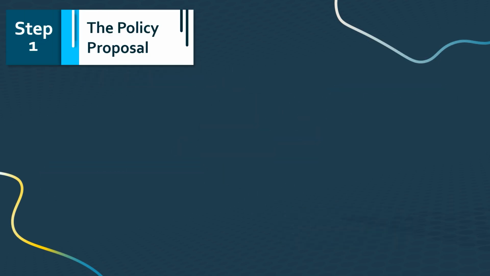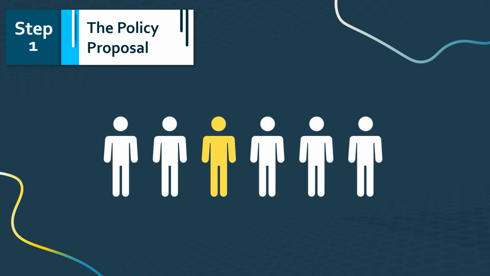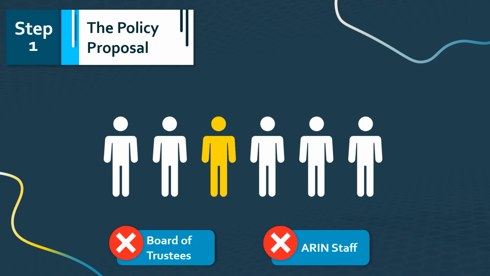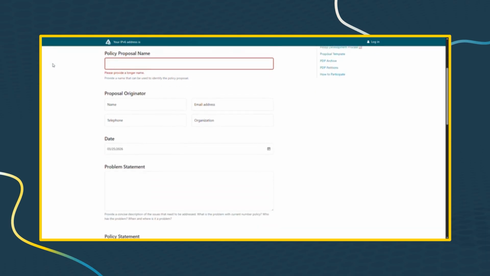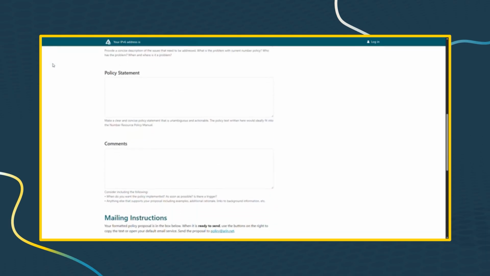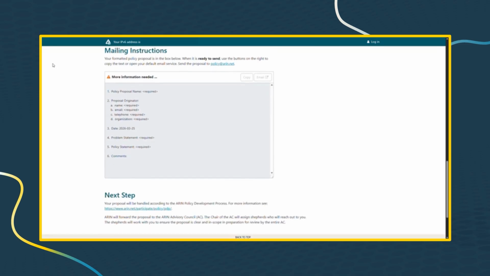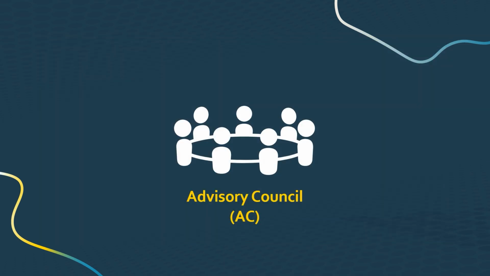The process begins with an idea, formally known as a policy proposal. Any member of the Internet community can submit a proposal except for members of the ARIN Board of Trustees or ARIN staff. You may submit your proposal at any time by completing the policy proposal template found on the ARIN website. Once submitted, ARIN notifies the Advisory Council, or AC.